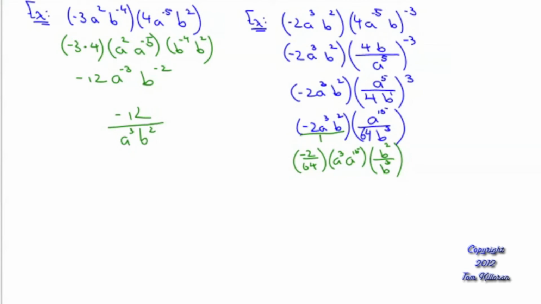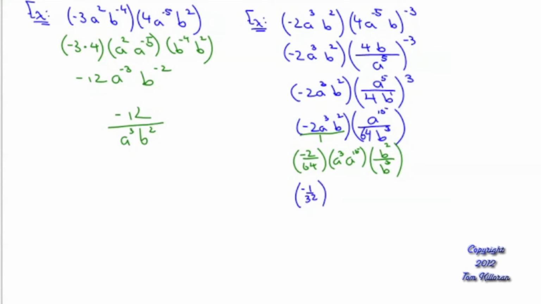Identity. Dividing by 1 is the same thing as multiplying by 1, and 1 is the multiplicative identity. All right, and then separately, what's negative 2 over 64? 32. Exactly, 1 over 32. So this is negative 1 32nd.